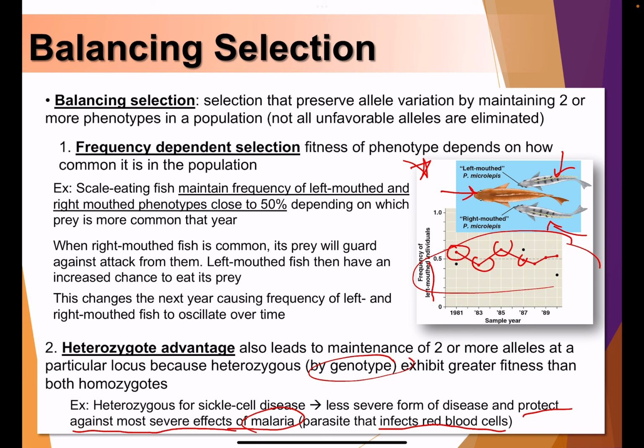So note that heterozygous advantage, again, is that the genotype is what matters for the population, not the phenotype. If the phenotype of a heterozygote is intermediate to the phenotypes of both homozygotes, then the heterozygous advantage is a form of stabilizing selection.